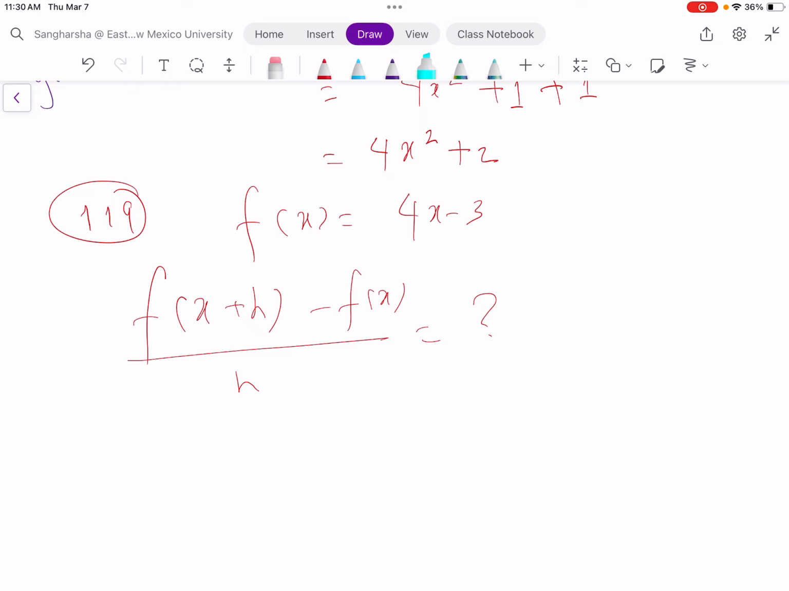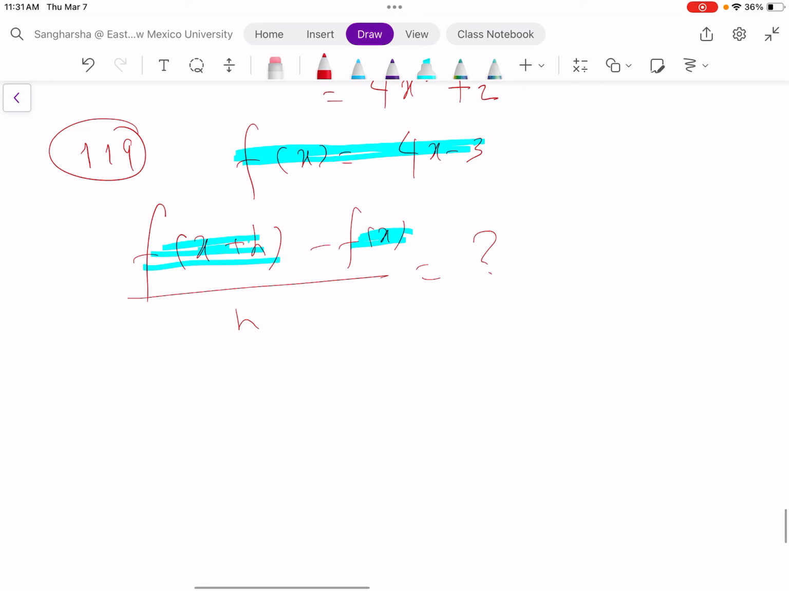Now here, this is what is given to us. We have f of x, and we need to find f of x plus h. That's the very first thing we need to find. And how do we find f of x plus h? We are trying to find f of x plus h.